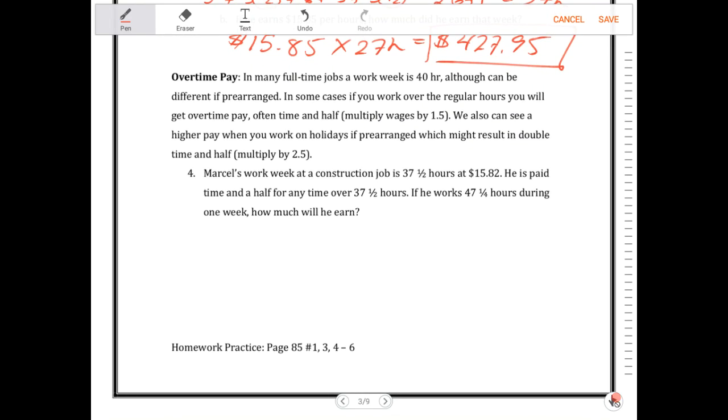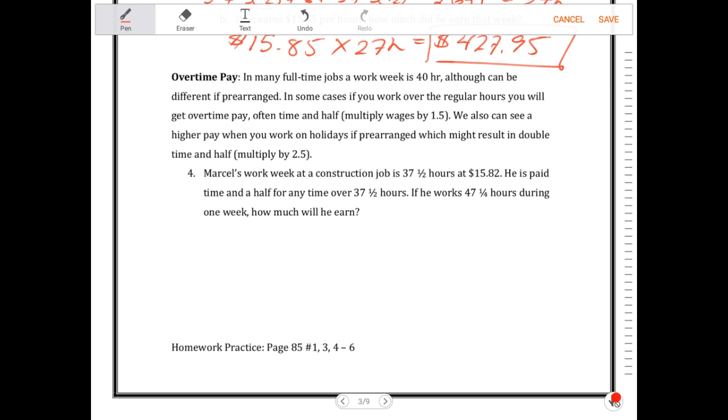Now we'll come to the whole concept of overtime pay. Overtime pay is, in a lot of cases, a way people make a lot of money. Essentially, it's when you work more than your full-time allotment. And then once you work more hours, the rate that you get paid actually increases. So I'll give you an example here. We'll read about overtime pay first.